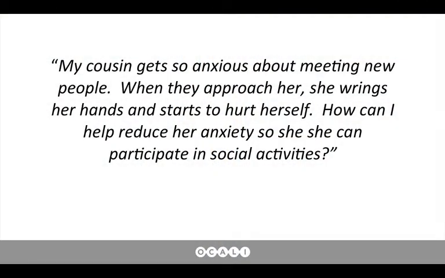My cousin gets so anxious about meeting new people. When they approach her, she wrings her hands and starts to hurt herself. How can I help reduce her anxiety so she can participate in social activities?